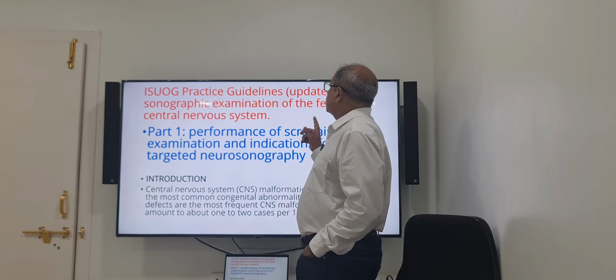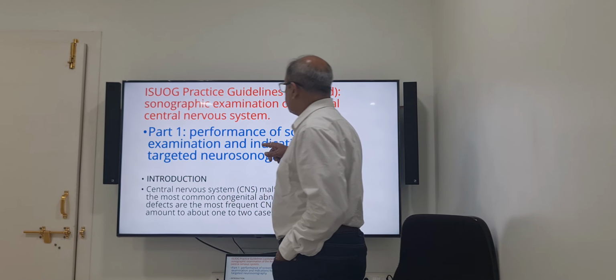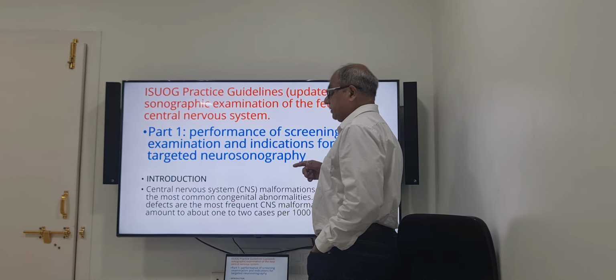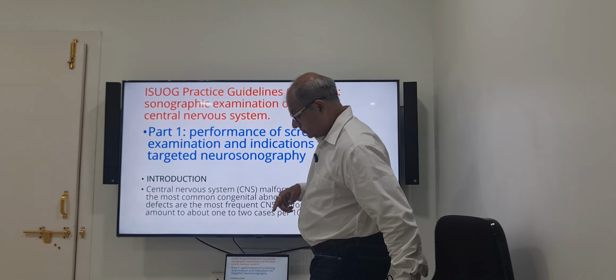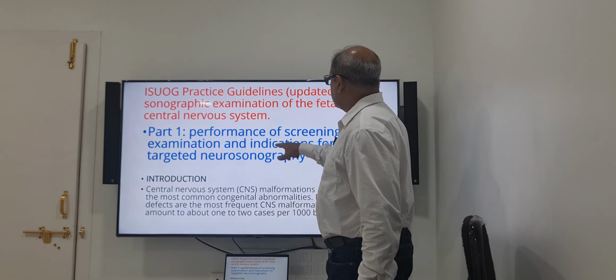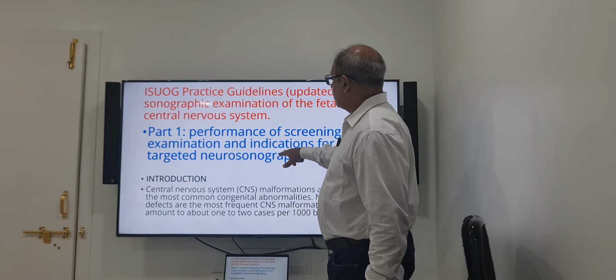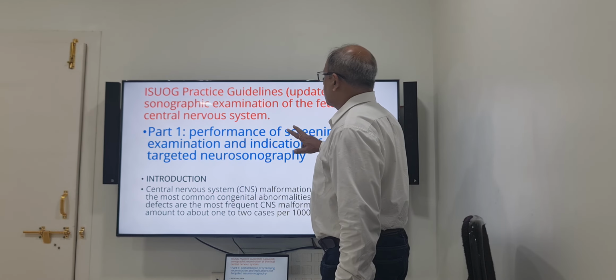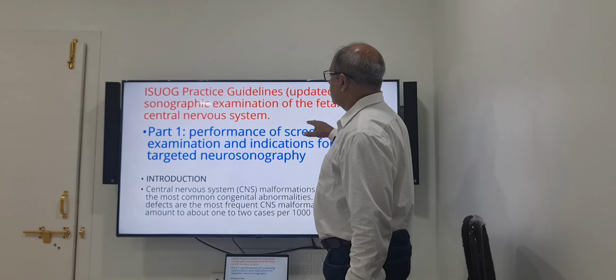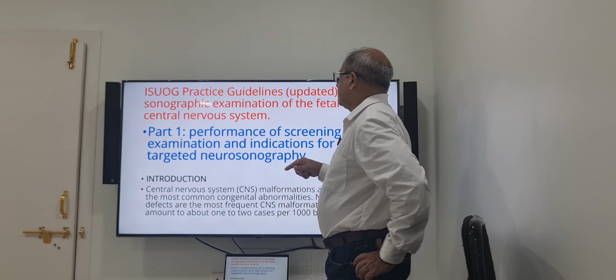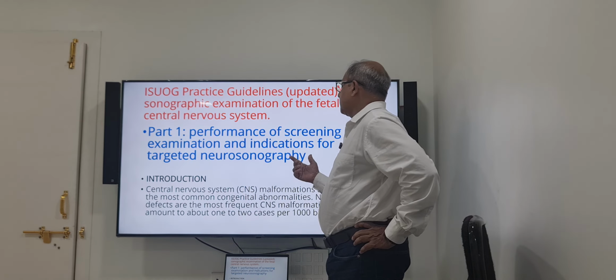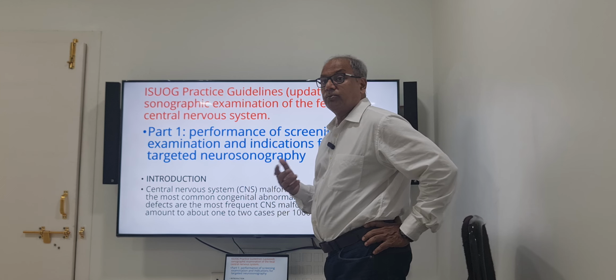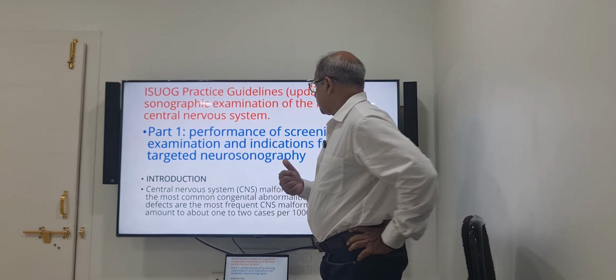So the ISUOG practice guideline updated, part 1 is performance of the screening examination and indications for targeted neurosonography. This is the part 1. I am starting the part 1. There are 2 things in part 1: performance of the screening examination, and what are the indications for targeted neurosonography that you should understand while doing the primary scan.